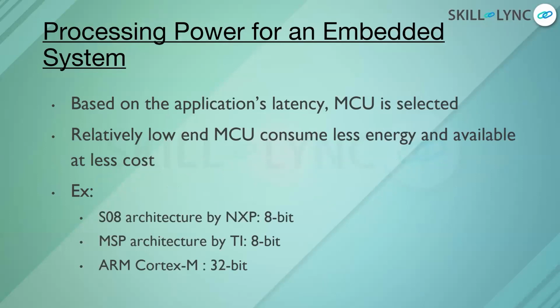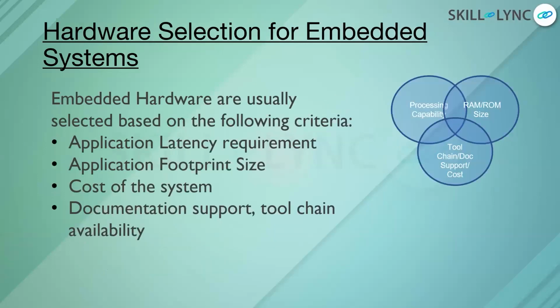So on the processing side, we have 8-bit, 16-bit and 32-bit, ranging across different microcontroller vendors. So how do we select hardware for an embedded system?